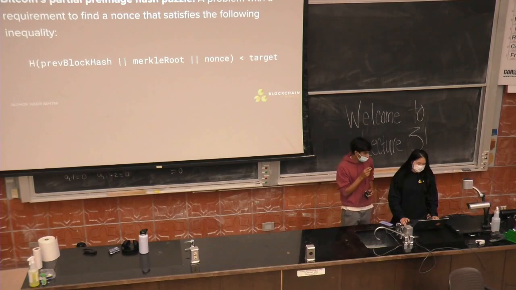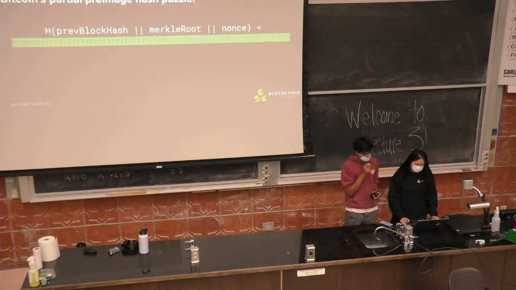So Bitcoin's partial pre-image hash puzzle is the problem I'm describing about finding the nonce. It's the requirement to find a nonce that can be hashed with the Merkle root and hashed with the previous block hash that's less than a target. And that target value is what changes as the difficulty gets harder. So this is Bitcoin's current partial pre-image hash puzzle. The 3 things hashed together need to be less than that target.